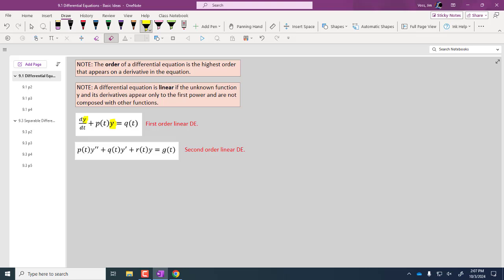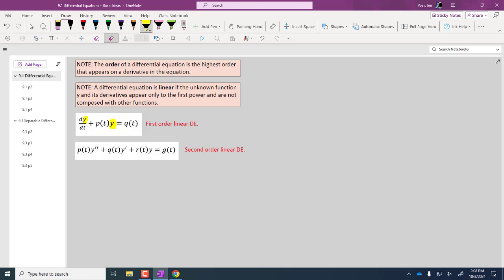They could have a square root on the y. They could have y times dy dt. So as long as these things are not raised to a power other than 1 and they're not commingled in any way, then it's going to be first order, okay? And it's going to be linear. As long as these things are not commingled in any way, it's linear. And it's first order if the highest derivative is the first derivative. So it's first order because of the highest derivative.